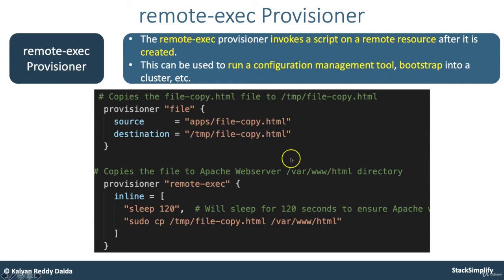Okay, if you see here in our example, first we will run the file provisioner, which will copy a file named filecopy.html to the temp directory in your remote resource, which is nothing but the remote EC2 instance. Then you will call the remote-exec provisioner, wait for 120 seconds, and copy that temp filecopy.html to /var/www/html, which is nothing but the web server's root directory, and then using a browser you are going to access this filecopy.html. You are going to practically implement this when you are doing the remote-exec provisioner.